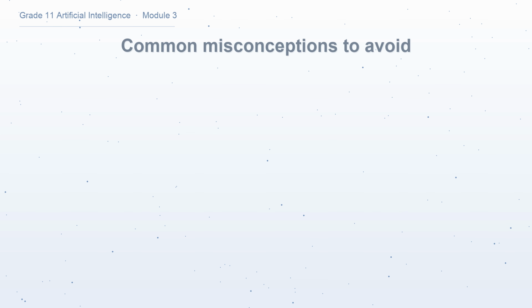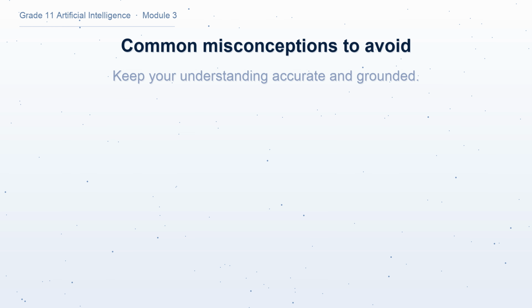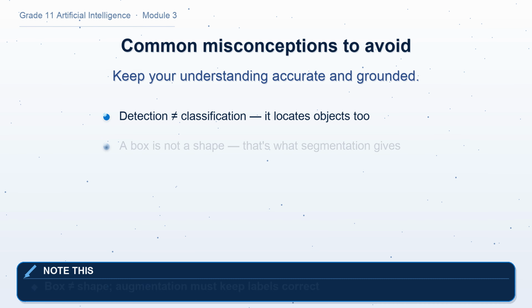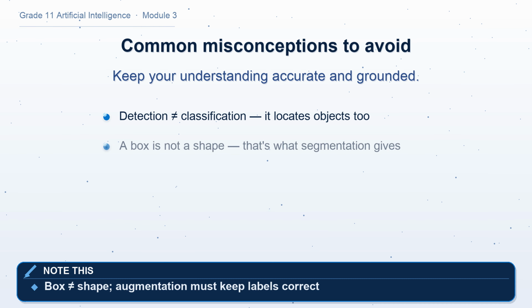Before we recap, let's clear up the common misconceptions. First, detection is not just classification, it also locates each object with a box. Second, a box is a rough region, not a precise shape. The exact shape comes from segmentation. Third, augmentation must never change what the label should be. A transformation that turns a 6 into a 9 would mislead the model.